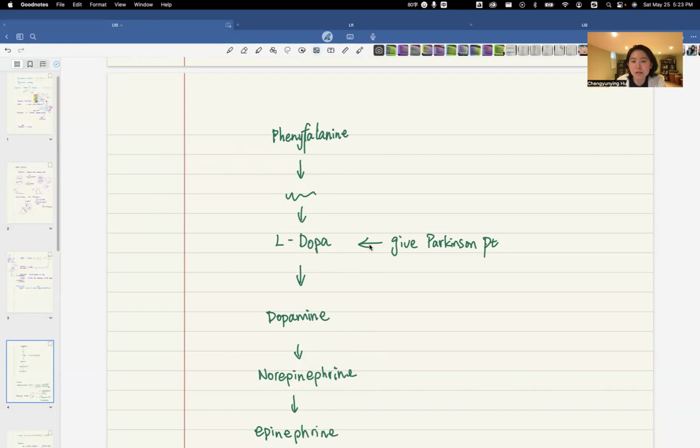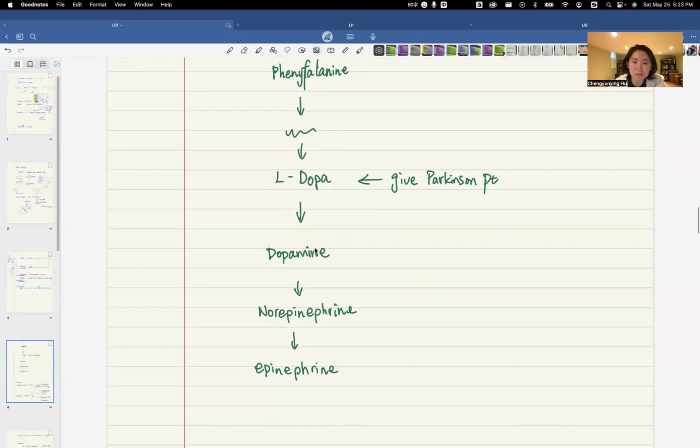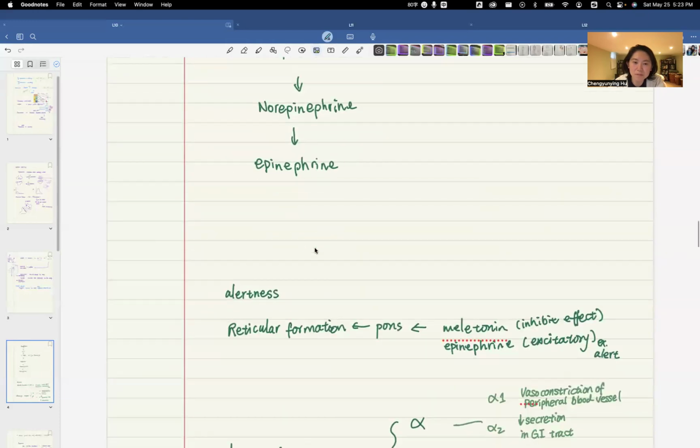In Parkinson's, we give the patient L-DOPA. We do not give dopamine directly because dopamine is too big to cross the blood-brain barrier, and we need to put more dopamine in the brain. That's why we give something before it becomes dopamine. We give L-DOPA. It's able to cross the blood-brain barrier and become dopamine in the brain.